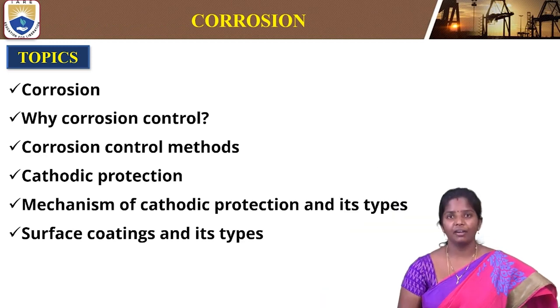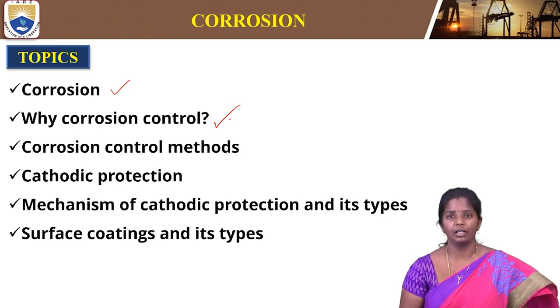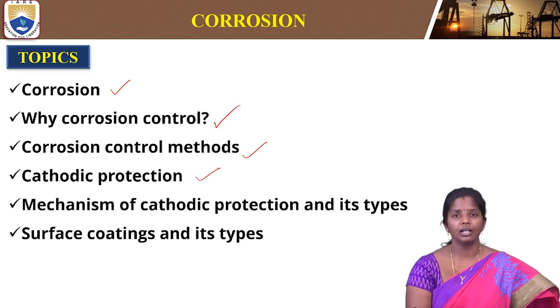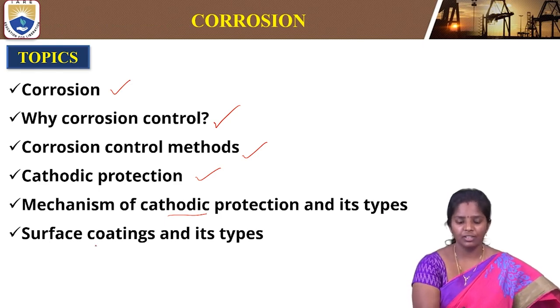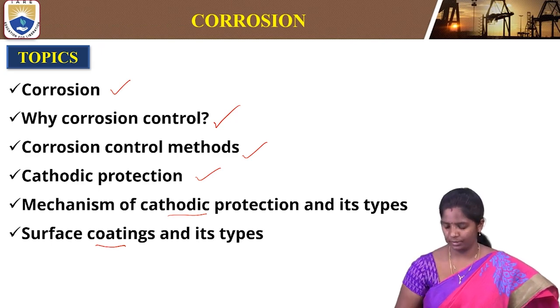Here are the topics. We will have a glance at what is corrosion, as we have seen corrosion in the previous session. Then why corrosion control is required, why we really need to control corrosion for metals during industrial or daily applications, and what the different methods for controlling corrosion are. In that, cathodic protection, the mechanism of cathodic protection and its types. Then surface coatings, which include organic coatings, inorganic coatings and metallic coatings. So we will go into detail one by one.